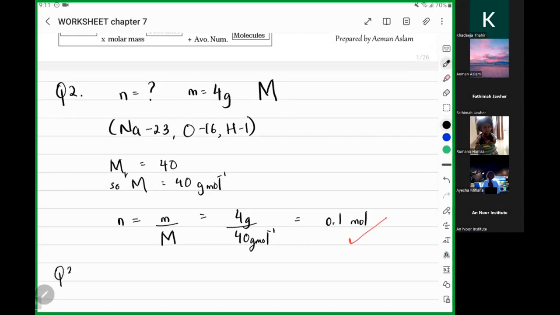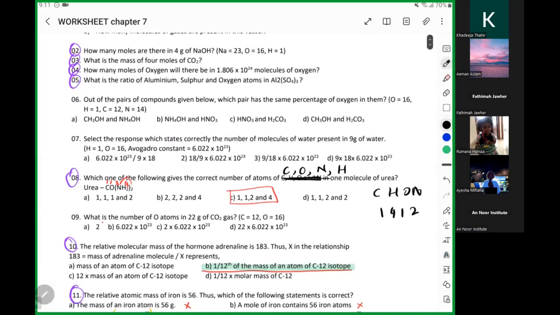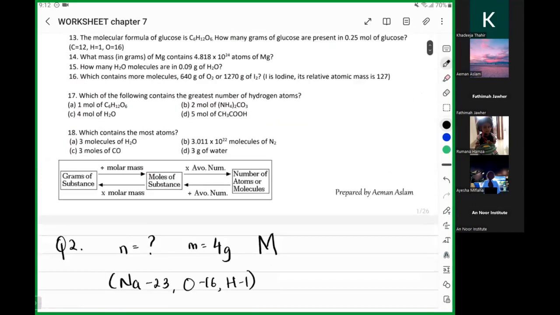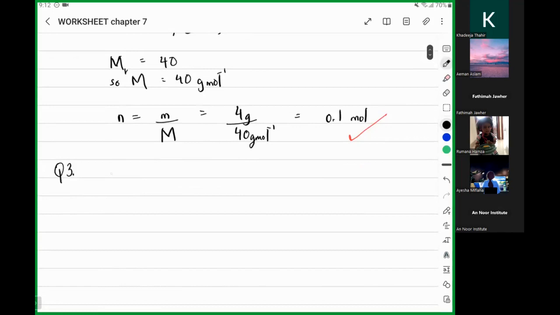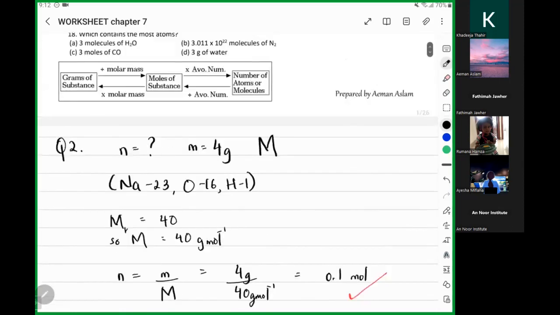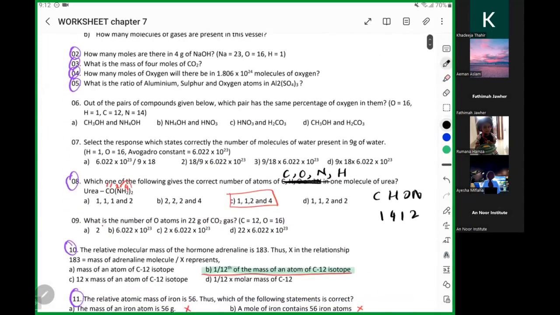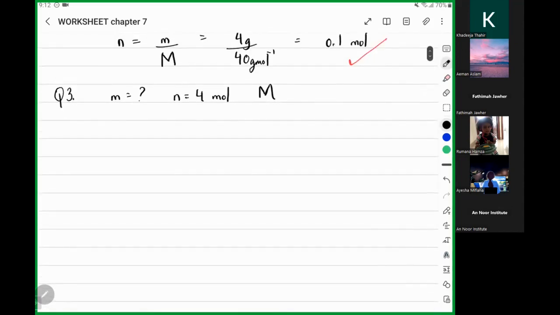Then question 3. What is the mass of 4 moles of CO2? They're asking you the mass. They have given you the number of moles as 4 moles. And you don't know the molar mass as well. But a little while ago, we studied the molar mass. Values are also there, but I'll tell you, the molar mass of CO2 is 44. Just now I mentioned, right? It's 44 grams per mole.